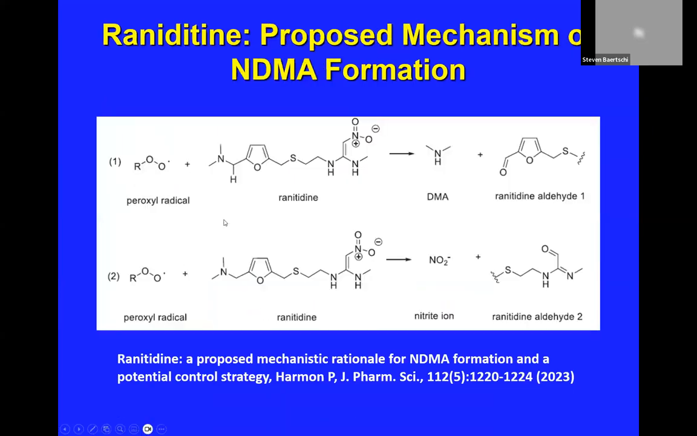So let me show you what that means. Two oxidation steps where ranitidine, he proposes that peroxy radical oxidation of this benzylic position, which should be a highly activated hydrogen, could be abstracted and oxidized to form DMA. At the same time, a peroxy radical could also oxidize this functionality where the nitro is attached. If you oxidize this and release the aldehyde, you can release a nitrite ion. At that point, you have nitrite and DMA that could react together to form the NDMA.